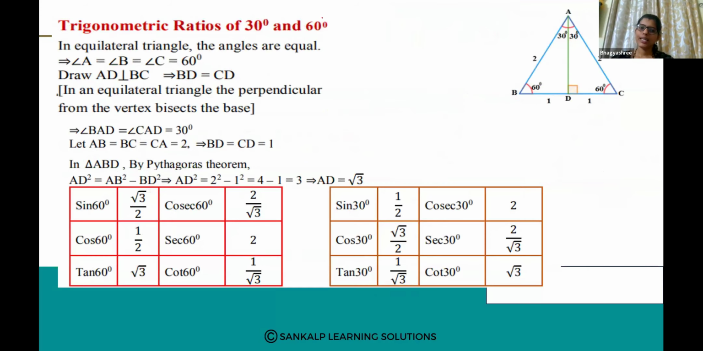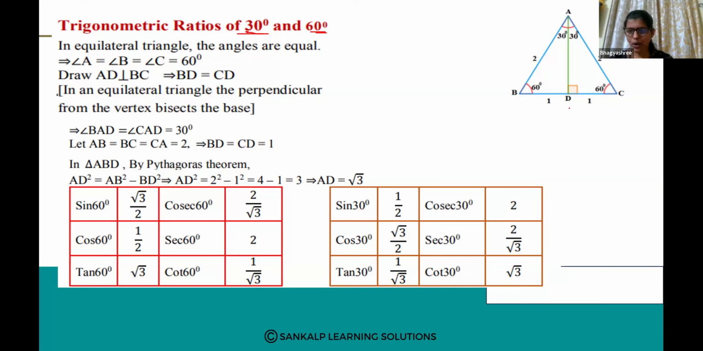Next, trigonometric ratios of 30 degree and 60 degree. This is very, very important. What value do we get for 30 degree and 60 degree? See, now we'll take an equilateral triangle. Why? Because it is 60 degree. One angle is 60 degree, and the other two angles are also 60 degree. All three angles are the same, so it is an equilateral triangle, right? In an equilateral triangle the angles are equal. Angle A is equal to angle B is equal to angle C, that's equal to 60 degree.